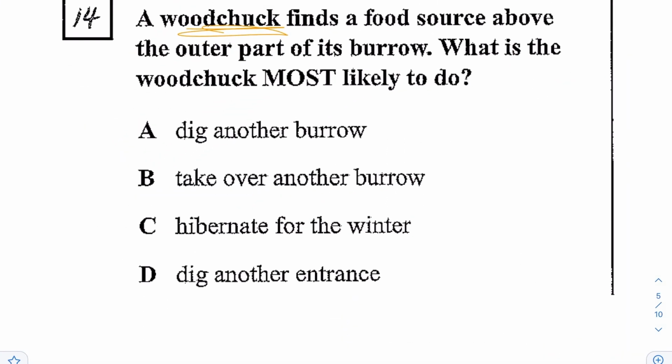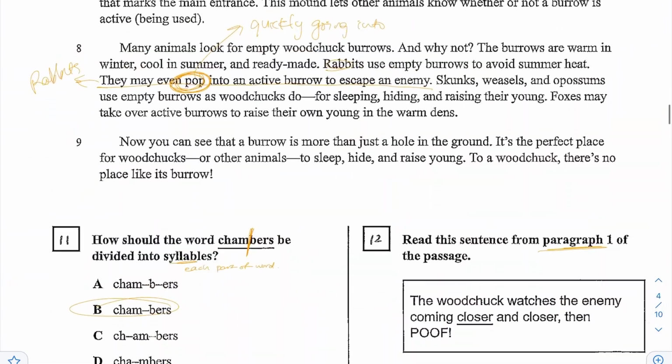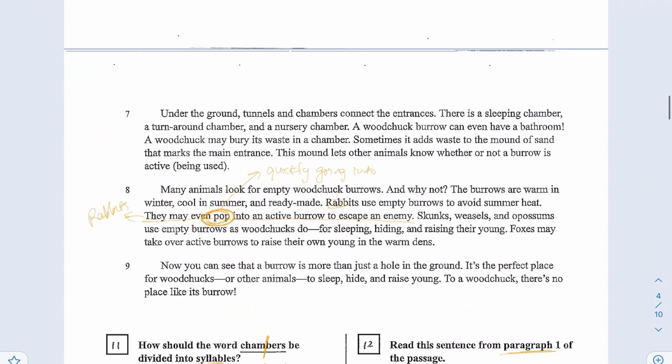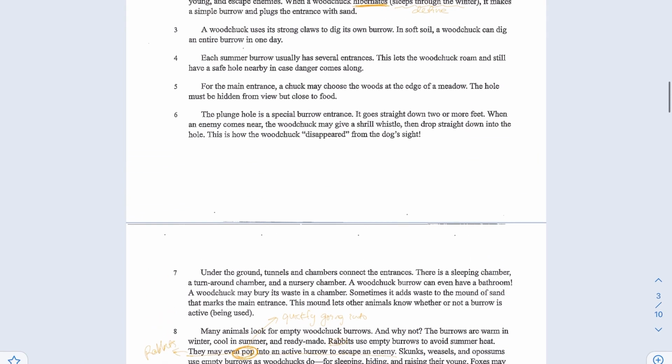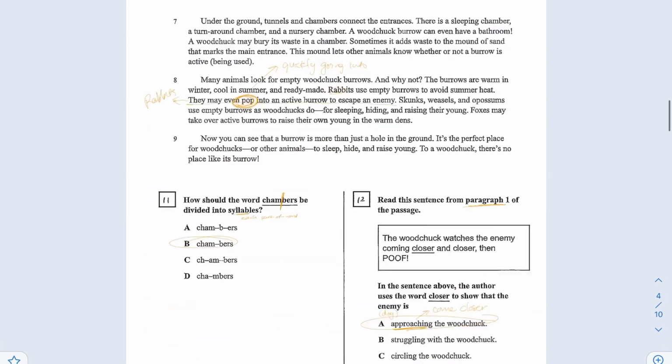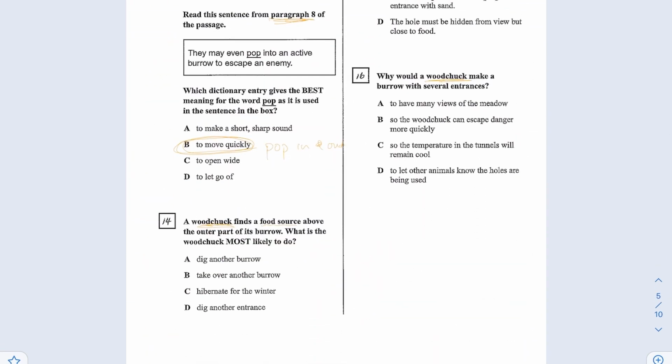Next for number 14, a woodchuck finds a food source above the outer part of its burrow. What is a woodchuck most likely to do? So we want to look for food source. If we go back to the text, there is a part that talks about food, and that is over here in paragraph 5. "For the main entrance, a chuck may choose woods and must be hidden from view but close to food." So if it's kind of close to food, then we'll make a main entrance for the hole. So here it's probably going to dig another entrance. Again, this is paragraph 5.